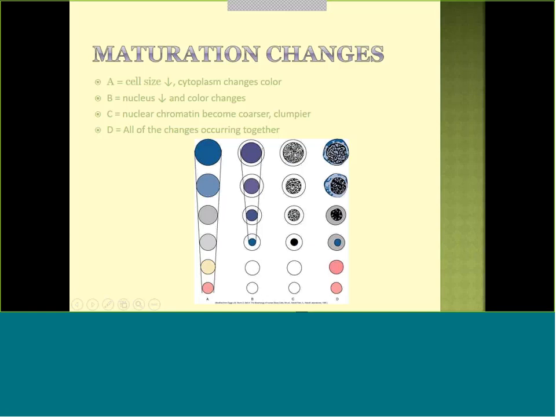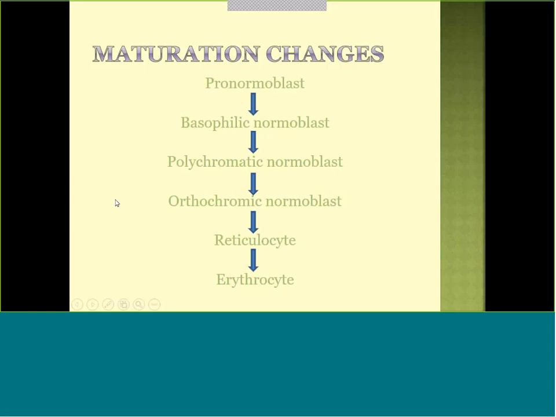And then finally, letter D, putting it all together. This is a pictorial representation of what our cells are going to look like as we mature from the pronormoblast down to the fully mature red cell. So that's what we are going to learn here, this sequence right here. You need to know this in order.